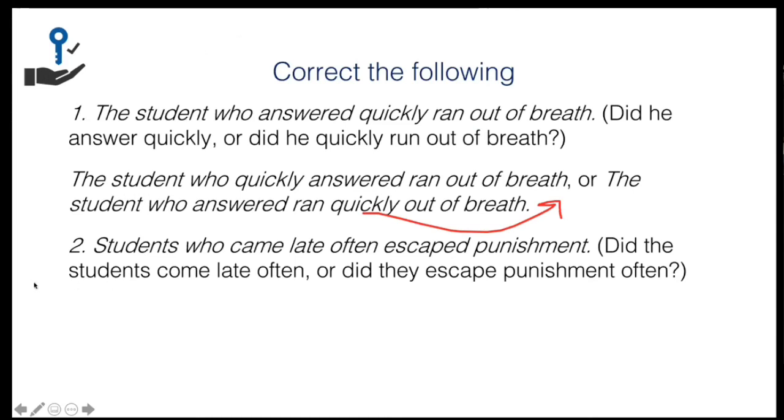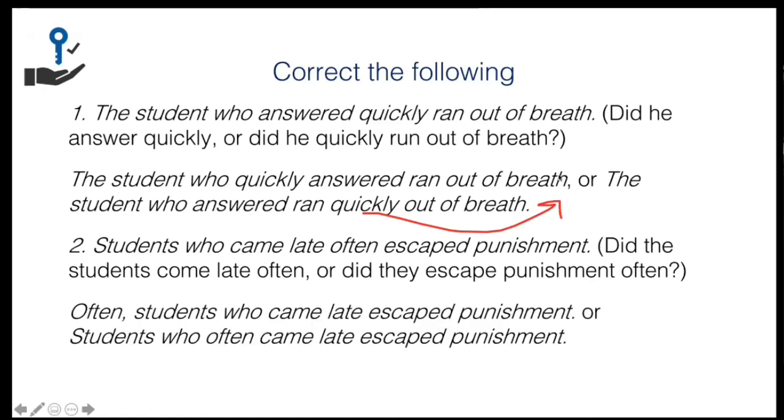The same with the second one. Students who came late often escaped punishment. Did the students come late often? Or do they escape punishment often? And again, this leads us to two different sentences. Either often students who came late escaped punishment, or students who often came late escaped punishment. So this one is only about noticing, being careful with where you put these modifiers.